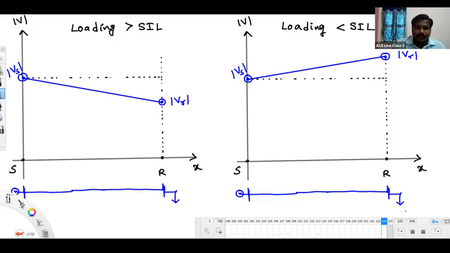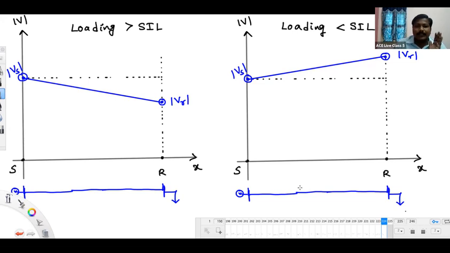I'm asking you the same question. Without modifying this load, loading will be greater than SIL. I'm not going to disturb the load value. Without disturbing the load value, how to make this VR value equal to Vs?